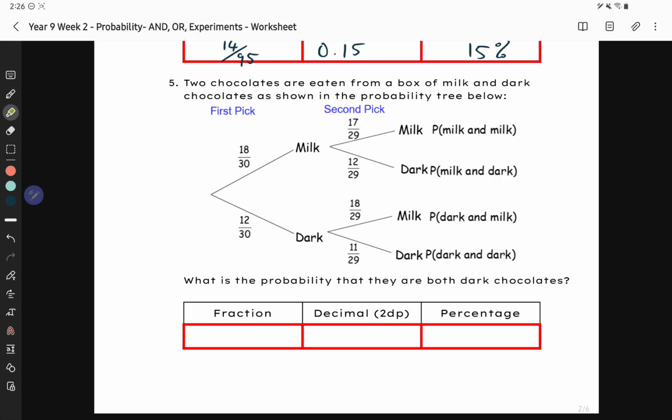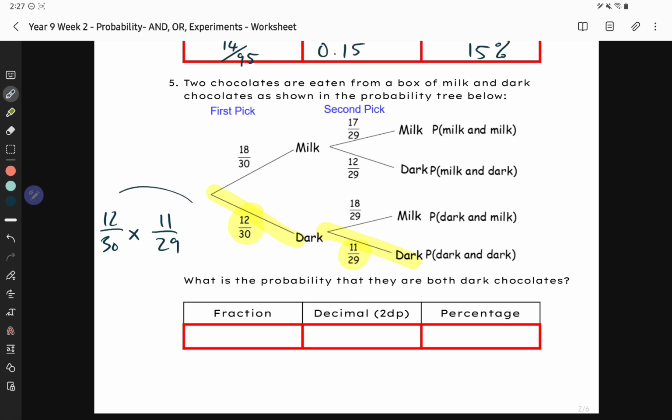So both dark chocolate is when we go down this way. This one. If we pick that one, and we also go this way again. So we're having both of these things happen. So we're going 30 times 11 over 29. And that's, again, multiplying is how we figure out the probability of 2 things happening, both of them happening.